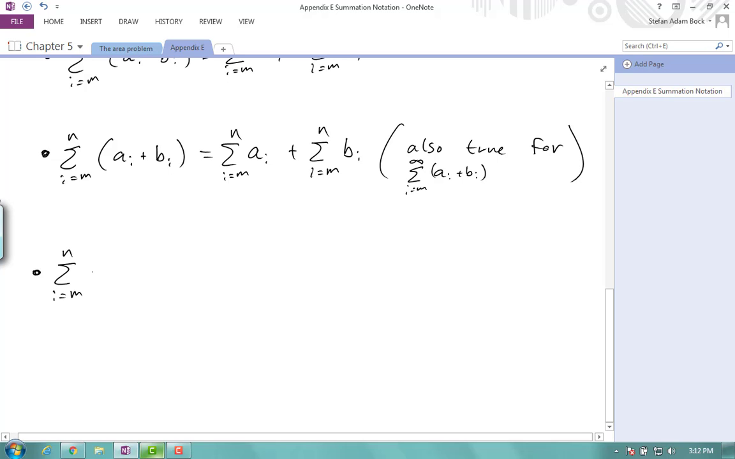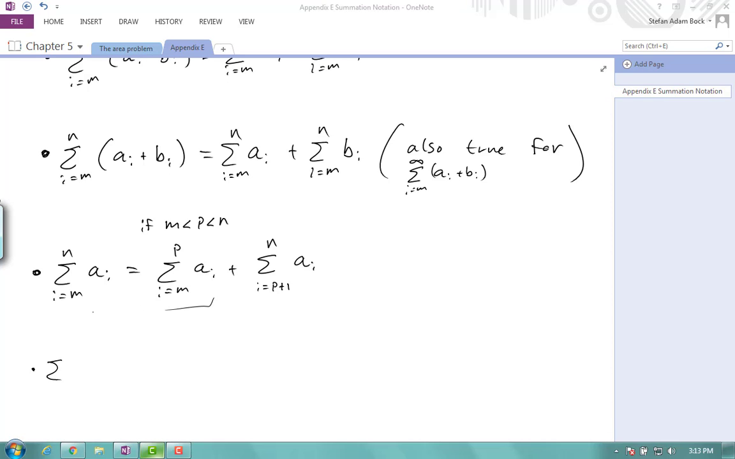i equals m up to n of a sub i. Let's add something here. If m is less than p is less than n, then I can split this into the sum from i equals m up to p of a sub i plus the sum from i equals p plus 1 up to n of a sub i. So this first sum starts from m and it goes all the way up to p, and then the second sum picks up at p plus 1 and then finishes the job up to n. So these are equal. This is sum splitting. And I should have said this is also true for infinite sums.